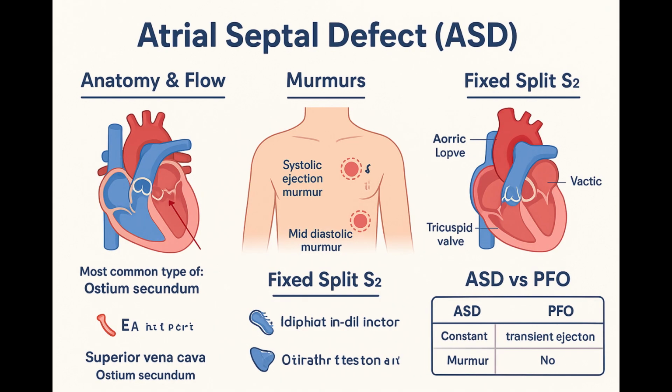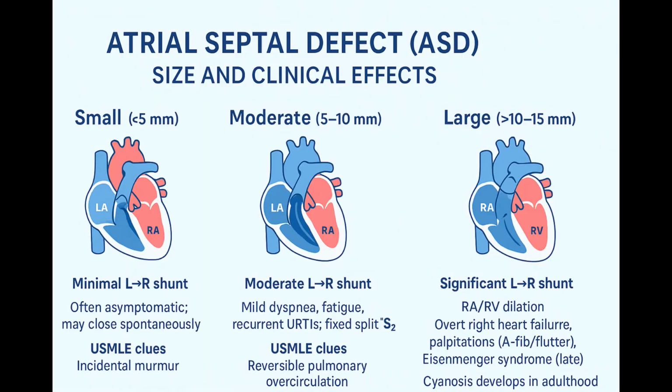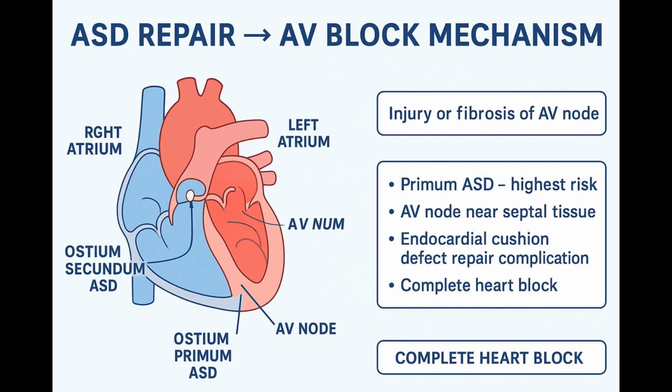Fixed splitting. Brilliant. Okay, we need to loop back to surgery for the ostium primum ASD. You mentioned it's tricky. Why is repair so hazardous there? Yeah, it carries a significant risk because that primum defect, being low down near the AV valves, occurs right next to the tissue that develops into the AV node. The electrical gateway. Exactly, the electrical doorman coordinating the beat.